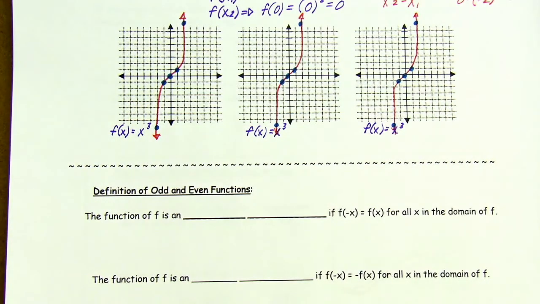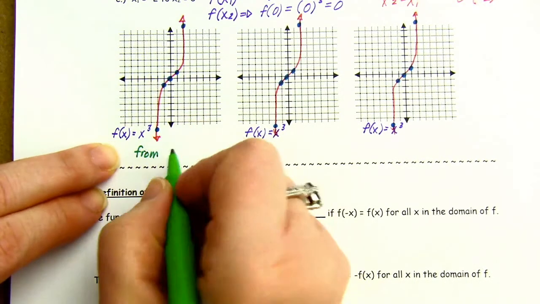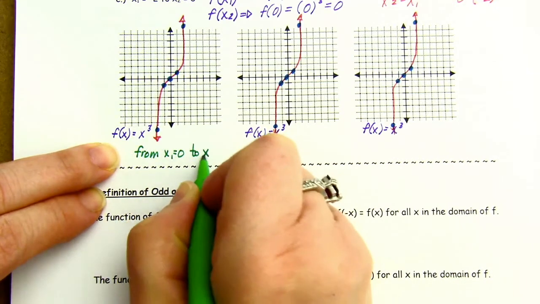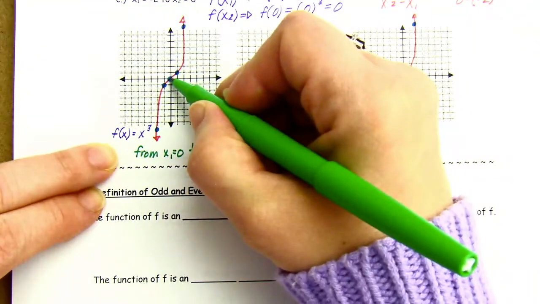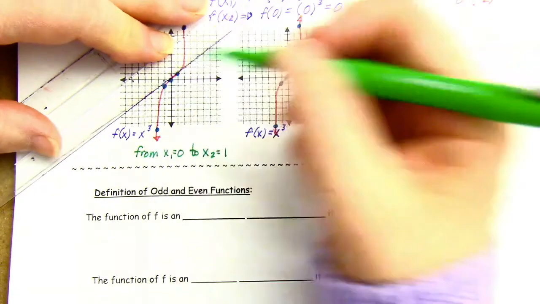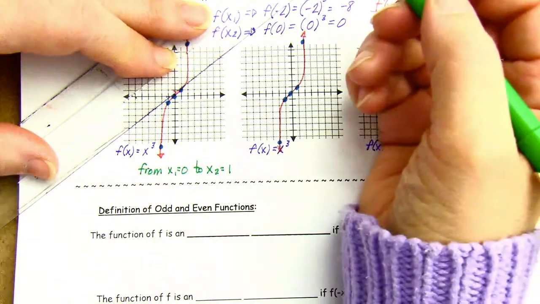All right, there are my 3 graphs for the cubes. Now, I'm going to draw the secant line. The first graph was from x1 equals 0 to x2 equals 1. I'm going to put a dot here and a dot here. I'm going to draw the secant line that connects those 2 points.